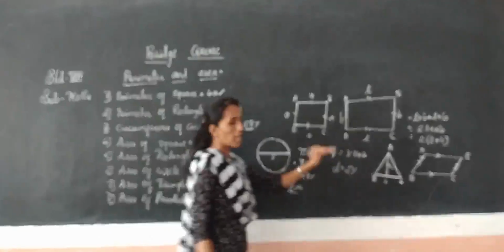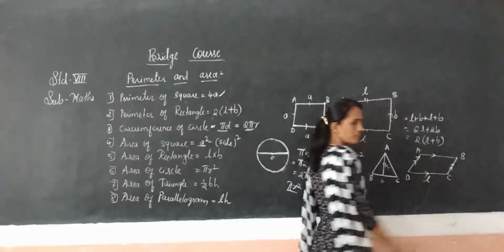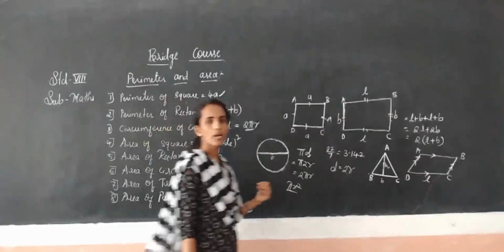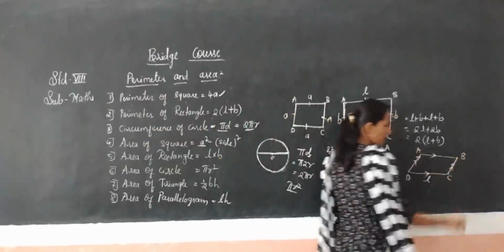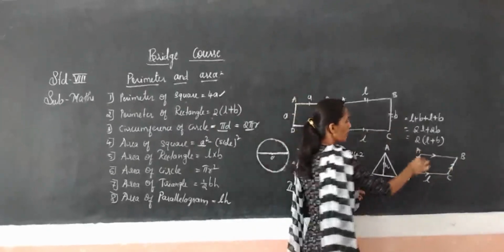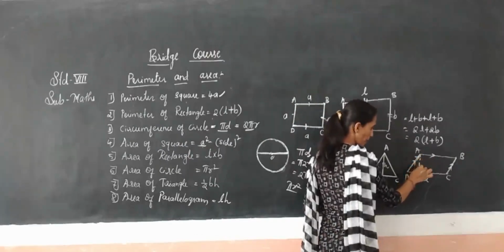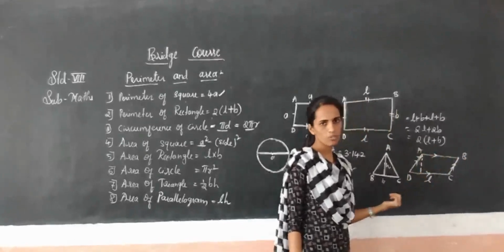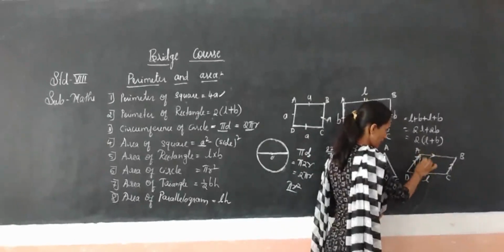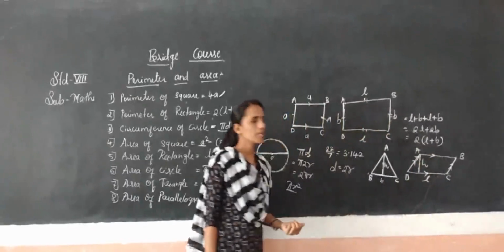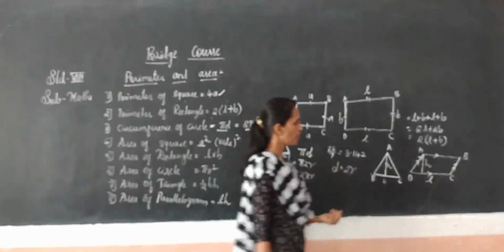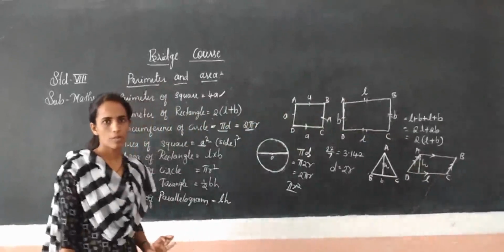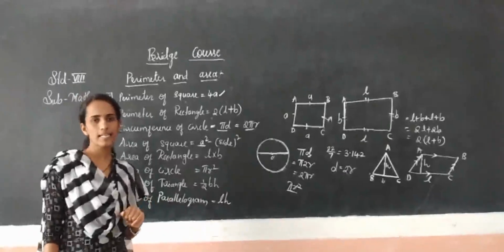So what is the area of the parallelogram? This is the L. L is the length of the parallelogram. So what is the H? H means the height. How can we get the height? AD or BC are not the height of the parallelogram. From vertex A, otherwise B, we have to draw a perpendicular to the base. Whatever measurement we get, that we take as the height of the parallelogram. So the area of the parallelogram is L into H. H is the height of the parallelogram and L is the length of the parallelogram.